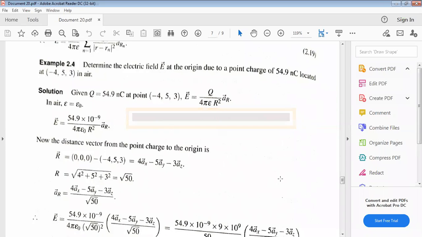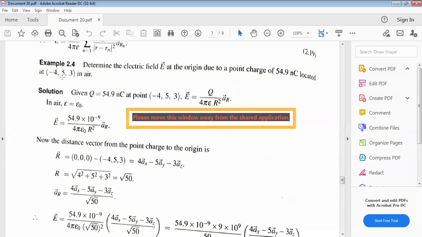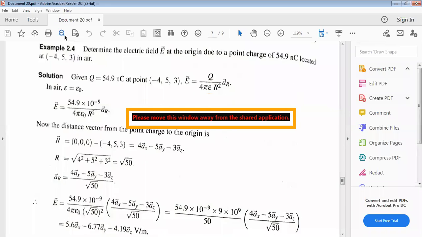See here. Determine the electric field E at the origin due to the point charge of 54.9 nanocoulomb located at (-4, 5, 3) in air. Actually, the point charge is located in space, and we determine the electric field due to the charge. So here Q equals 54.9 nanocoulomb at the point (-4, 5, 3).